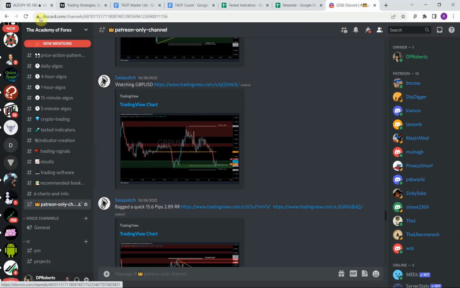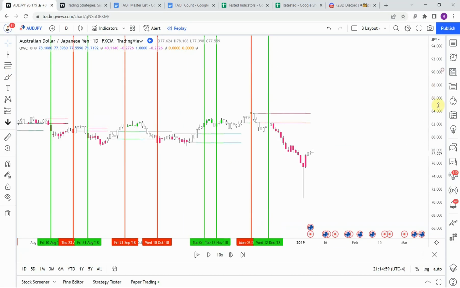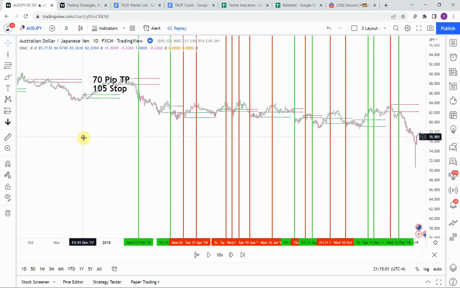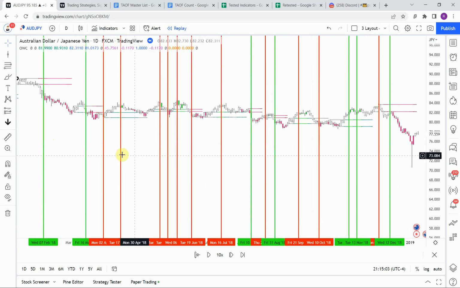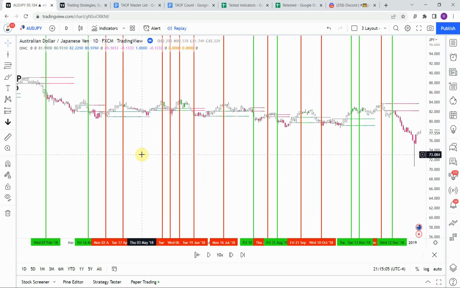All right, back to our indicator here. So we got quite a few trades within the 1 year's time. Let's go ahead and count these out and see what we get out of it. So 1, 2, 3, 4, 5, 6, 7, 8, 9, 10, 11, 12, 13, 14, 15, 16, 17, and 18. So we have 18 trades all together.